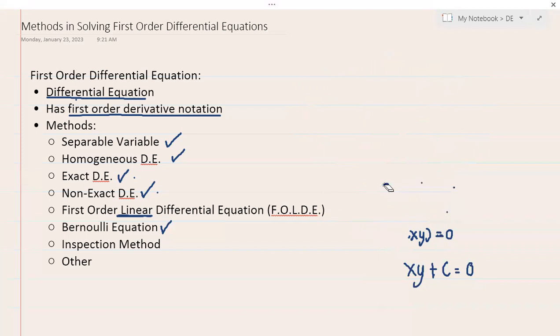For now, we will discuss these methods of first order differential equation. Si separable variable, homogeneous differential equation, exact differential equation or exact DE, then non-exact differential equation, then first order linear differential equation, Bernoulli equation, and inspection method.